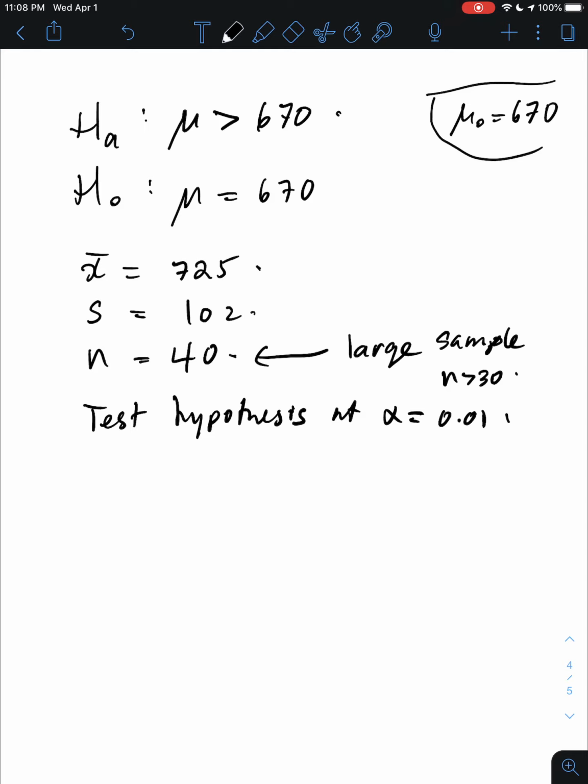So next step is to calculate the Z statistic. And so it is X bar minus mu sub 0, which is a number, so we'll just fill it in right away. And we're going to divide that by the standard error, which is standard deviation divided by the square root of 40. Okay, and so mu sub 0 is 725.